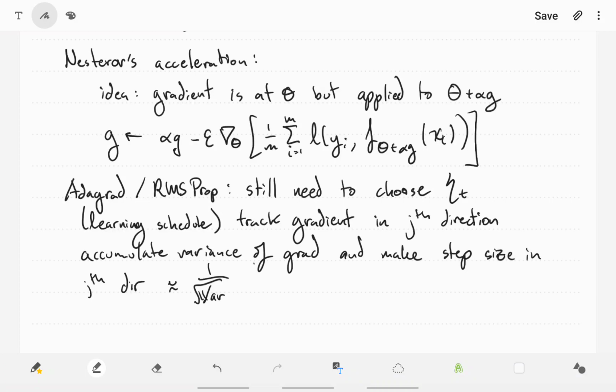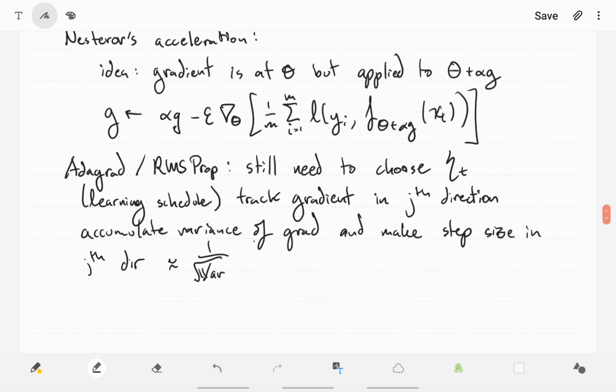So the basic idea here is if the gradients are oscillating wildly, then we're going to have a high variance for those gradients. And then seeing this, we can modify our step size within the jth direction to be dampened somewhat. So this is really a more direct and slightly different approach than Nesterov's acceleration to adding some sort of dampening that detects these oscillations.